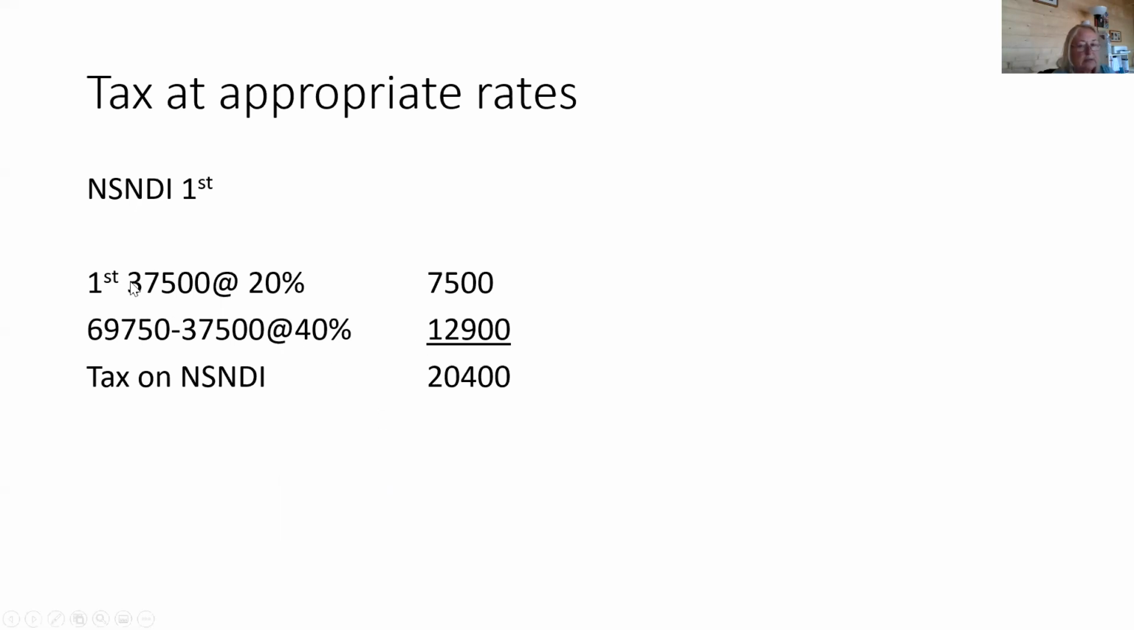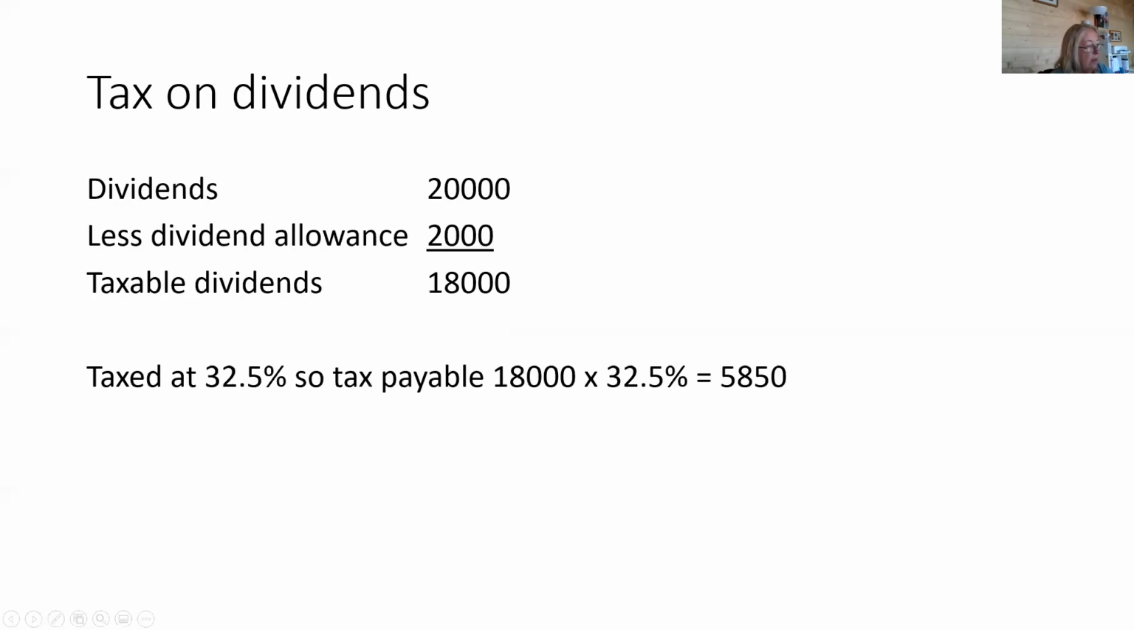Now we've already taxed the first 37,500 there, so we will now have to adjust the rest of the figure to find out how much we're going to tax at 40%. So the total figure was 69,750, but we've already taxed 37,500, so we don't do that again. That means it's the difference that we're taxing at 40%, which is 12,900. So the tax on the non-savings, non-dividend income is £20,400.